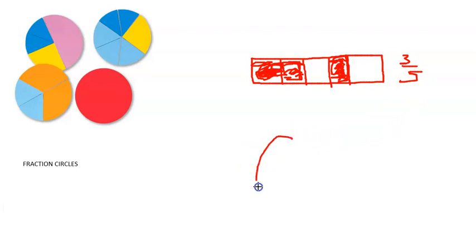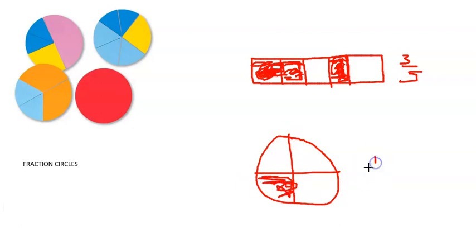Okay. Now you can also do the same with the circle. You can draw a circle. Try to do it as best as you can. Let's do this into 4 equal parts. I'll do that. Then I'll just pick one part of it, and that's 1/4.